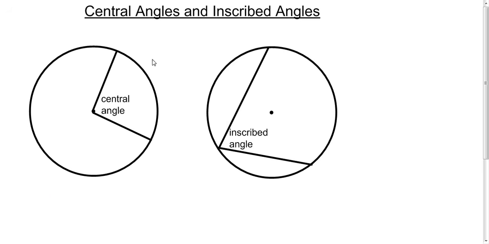Let's look at central angles and inscribed angles. So I have a couple pictures here, a couple circles that show what a central angle and inscribed angle are. Central angle, just as a reminder, is an angle where the vertex is at the center of the circle, the very center. Inscribed angle is where the vertex touches the circle, on the circle.